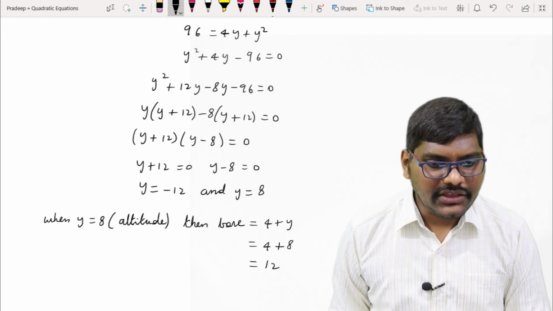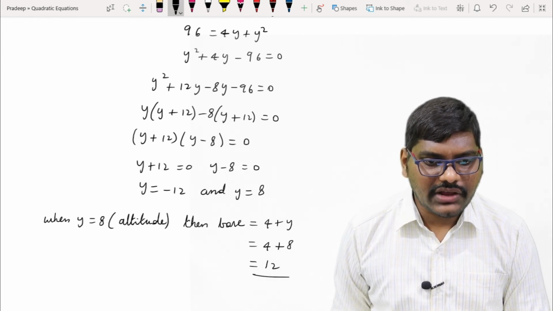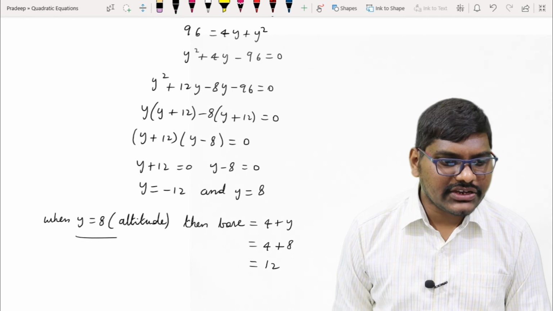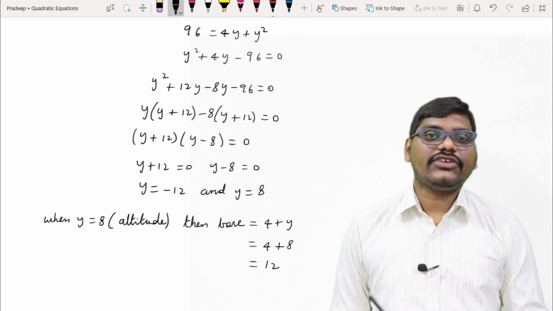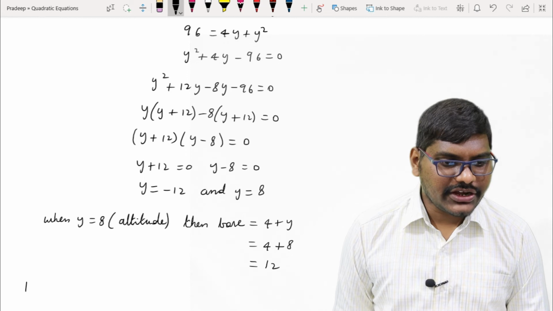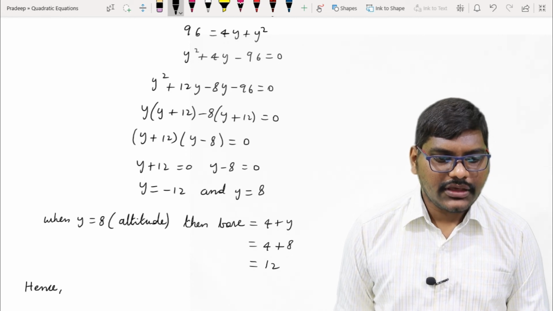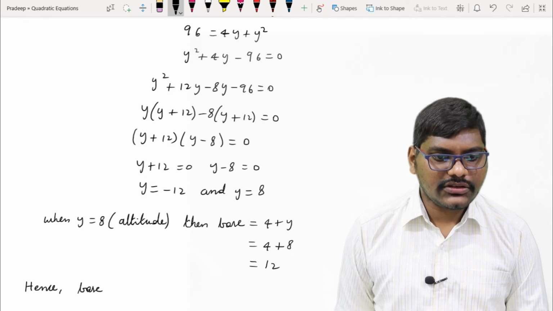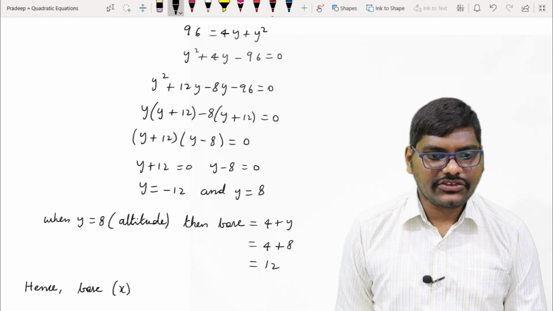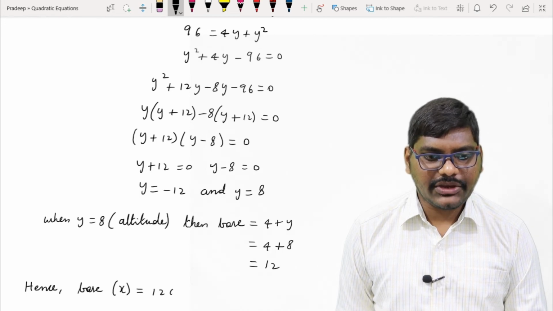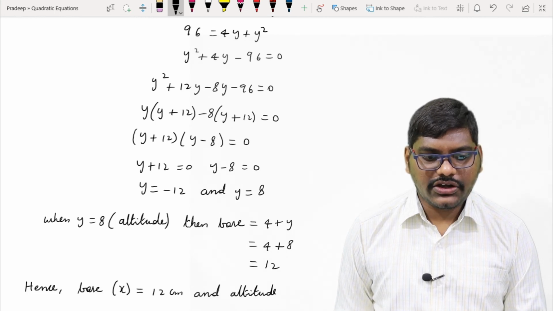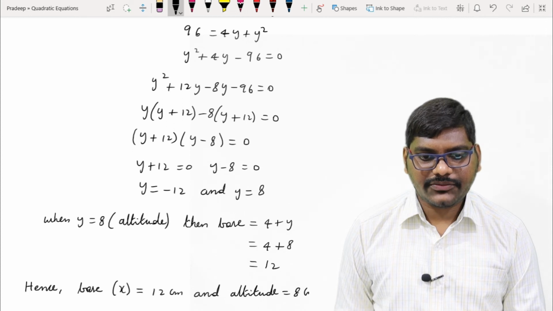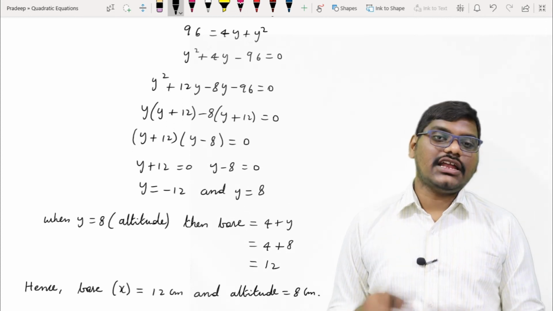So now the base we got is 12, and the altitude we are getting is 8. So let's write the conclusion. Hence, the base, that is nothing but we have taken the base as x, so that is equal to 12 centimeters, and the altitude that we got is 8 centimeters. Okay, so this is all about this question.